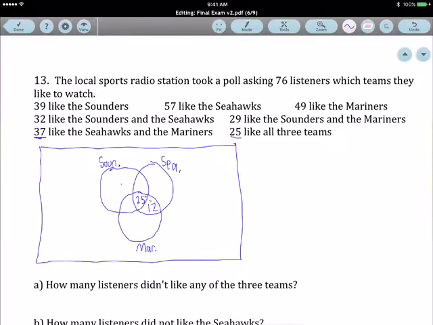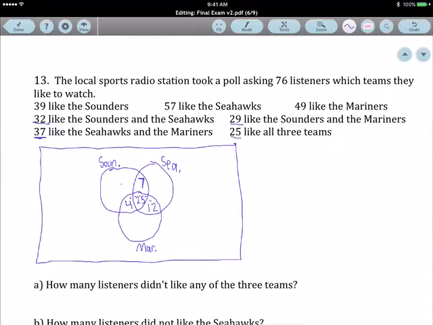So in a similar way, when it says 29 like the Sounders and Mariners, we're looking at these 2 sections. We've already counted 25 of those. 29 minus 25, we get 4. Then 32, like the Sounders and Seahawks, that's these 2 sections here. We subtract the 25 we've already used, and we get 7 for that section.